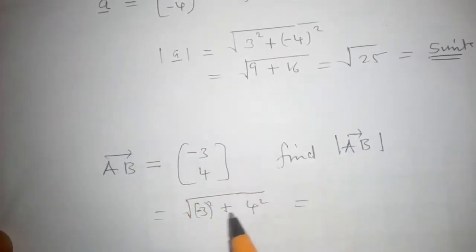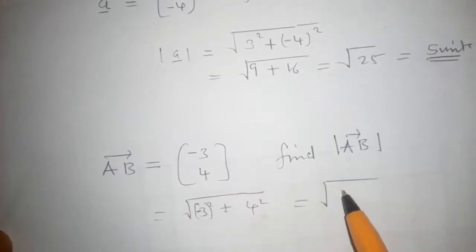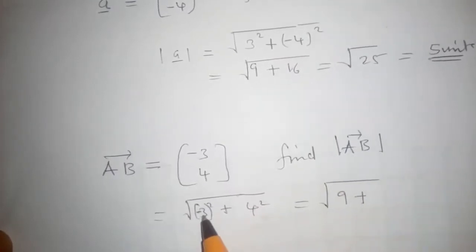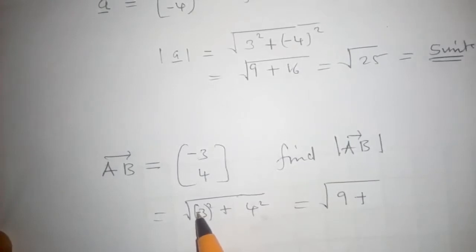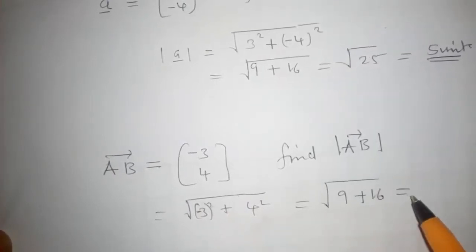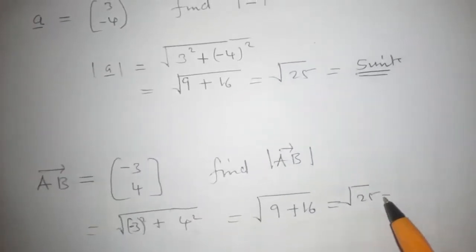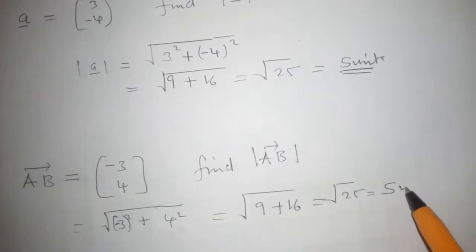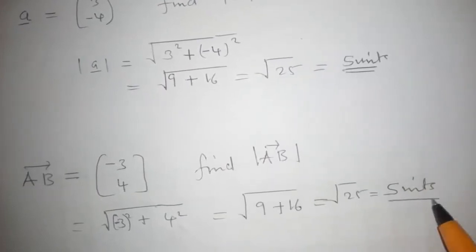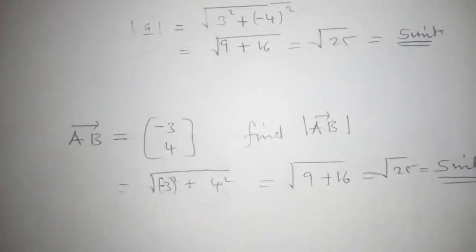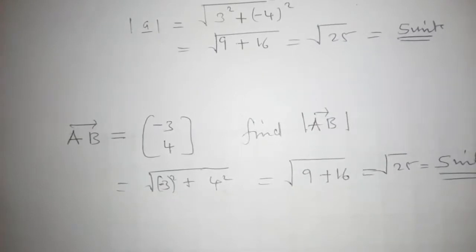So when you square -3, you find that your answer is positive 9. Remember to put the brackets if there is a negative sign. Here 4 squared is 16. So when you work out things, you find that your answer will be 25. And here you have 5 units. Let's try to check one more example.